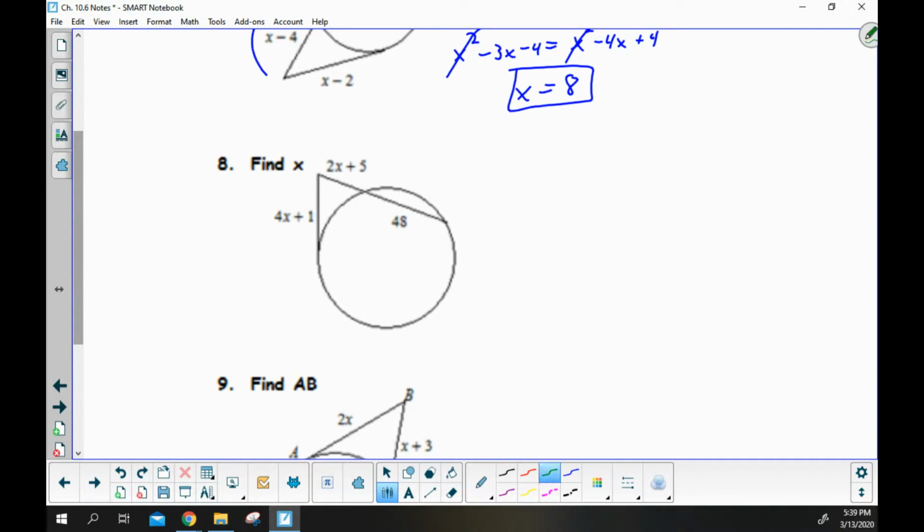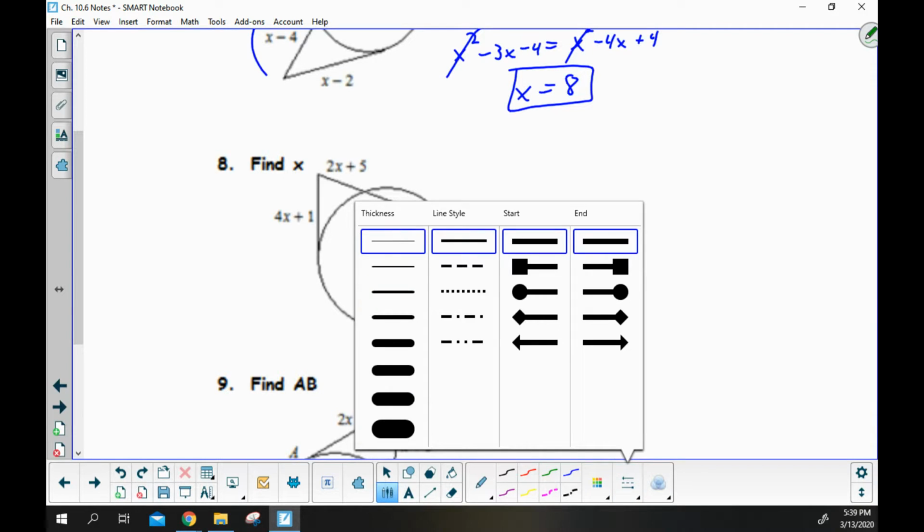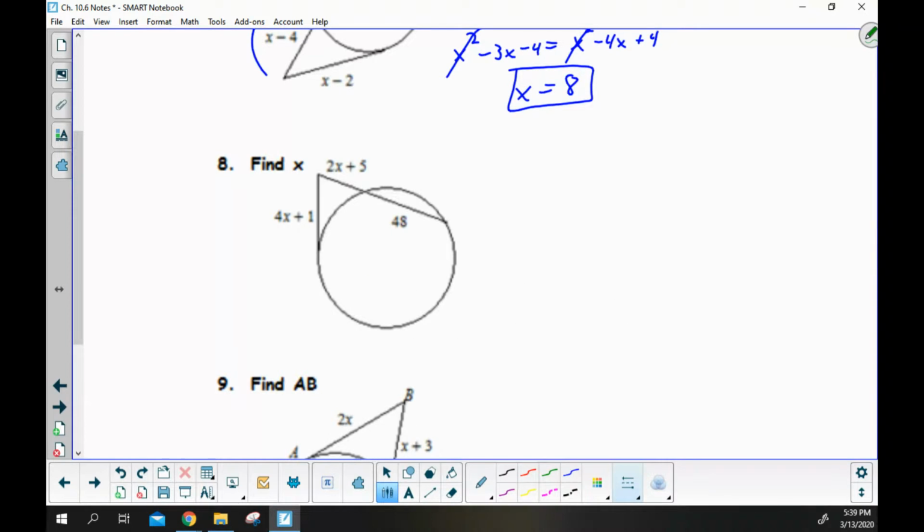All right, let's look at the second one here. So my secant is 2x plus 5 and 48, and my tangent is 4x plus 1. So again, we need the whole thing, so that's 2x plus 5 plus 48, and so that's 2x plus 53. Woo, that's going to be a big number. So here we go: 2x plus 5 times 2x plus 53 equals 4x plus 1 squared.